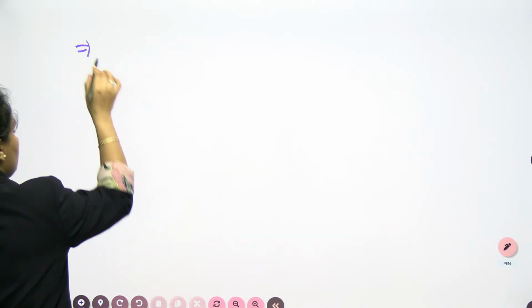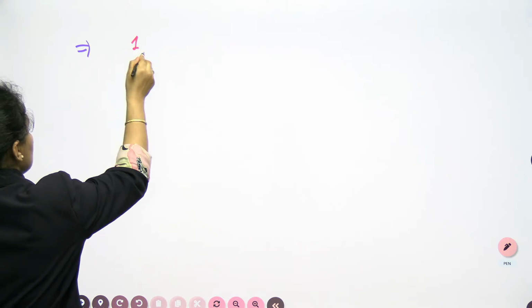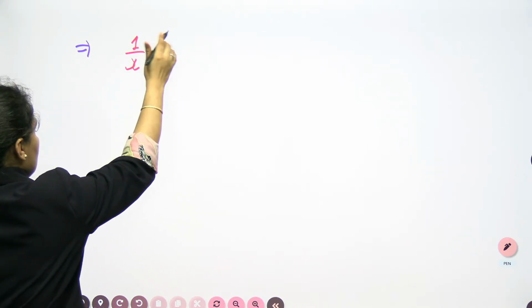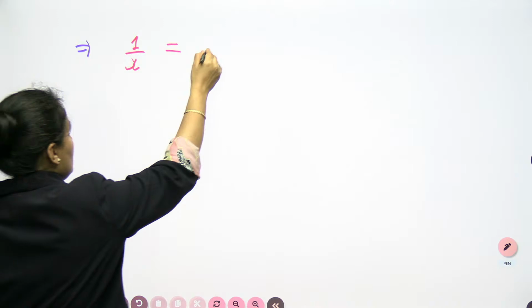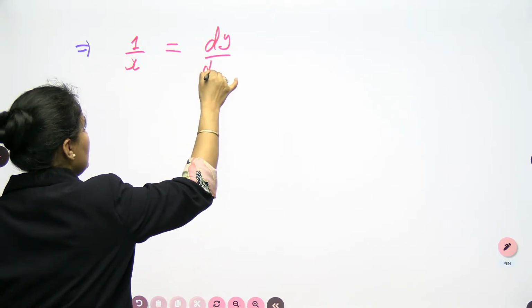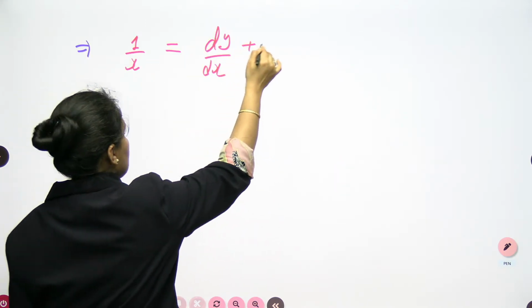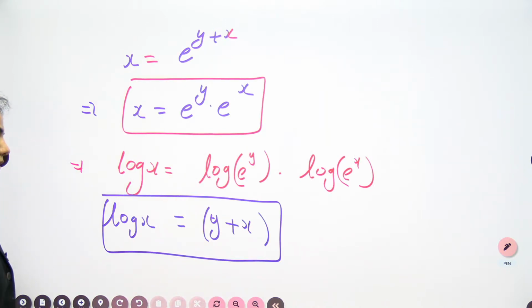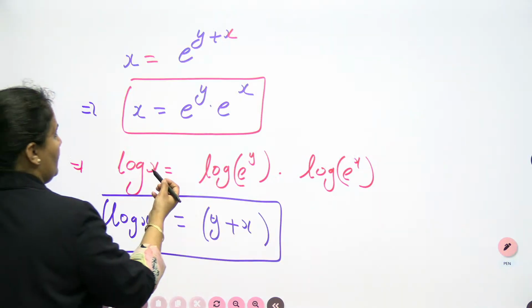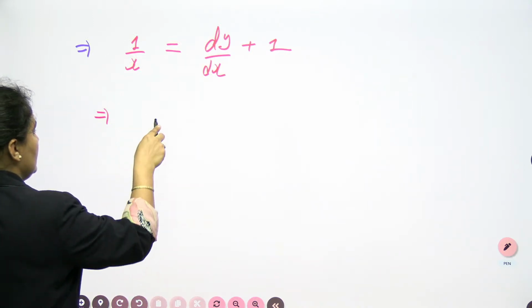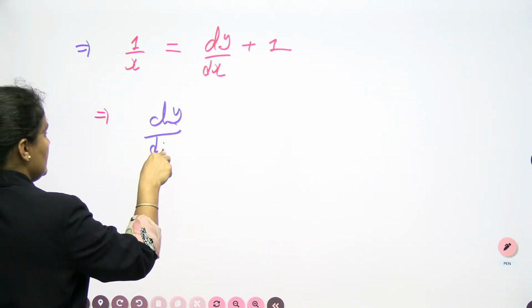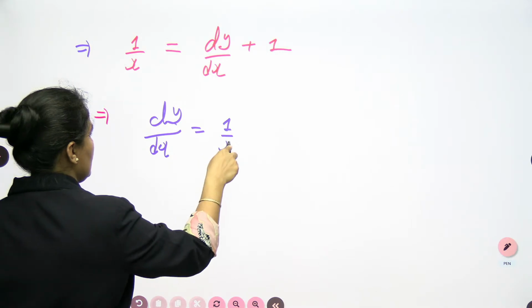Now differentiating both the sides, the differentiation of log x is 1 by x, and here the differentiation of y is dy by dx. The differentiation of x is 1 and for y it is dy by dx. So now I need to write down the result. Finally, I need to find out the value of dy by dx. So here dy by dx will be equal to 1 by x minus 1.